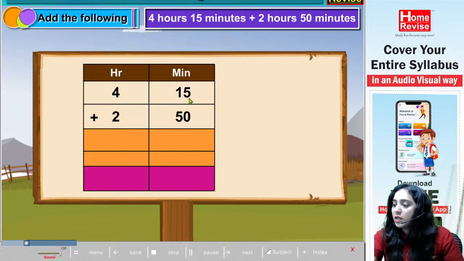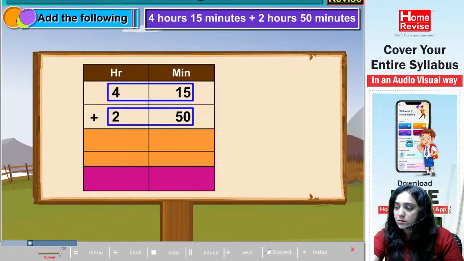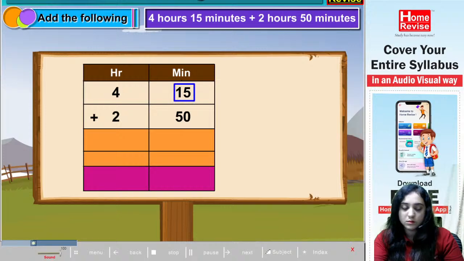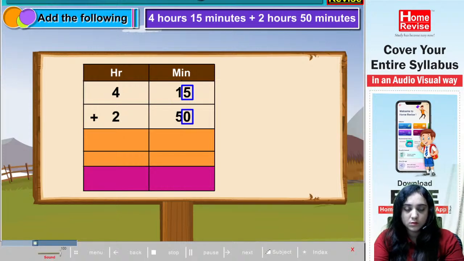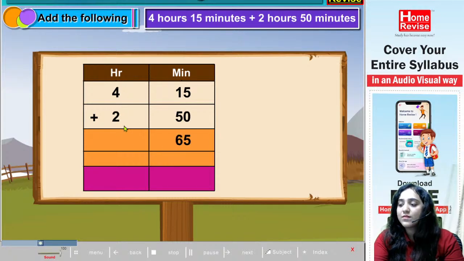Now to add 2 hours 50 minutes to 4 hours 15 minutes, we first see the minutes column, where we add 15 to 50. 5 plus 0 is 5. 1 plus 5 is 6. And 4 plus 2 is 6. So we have 65 in the minutes column.